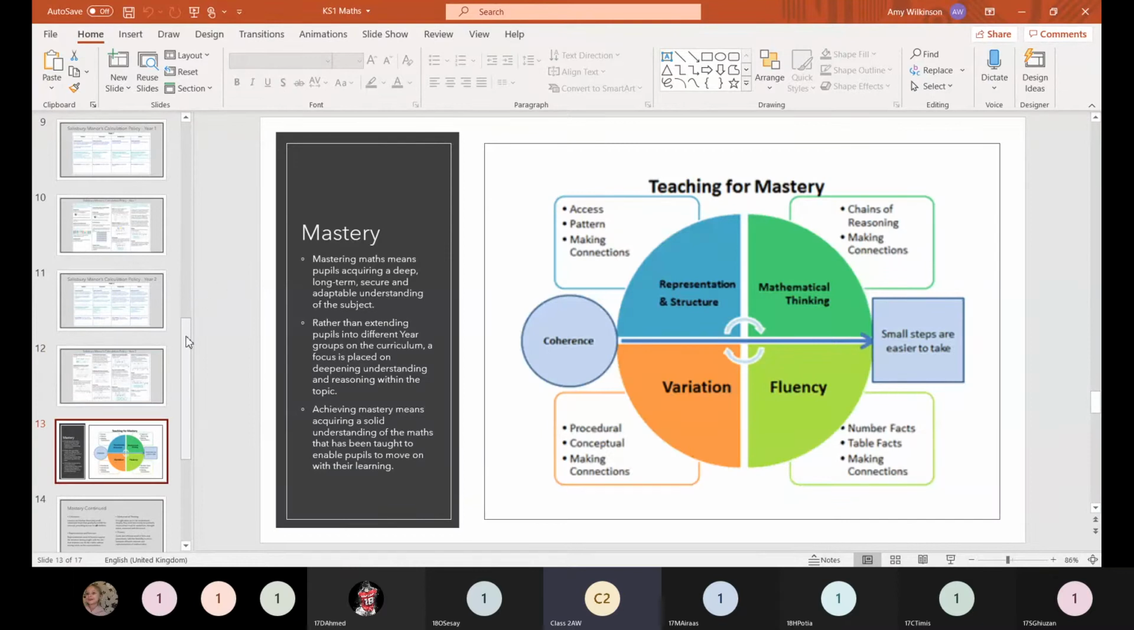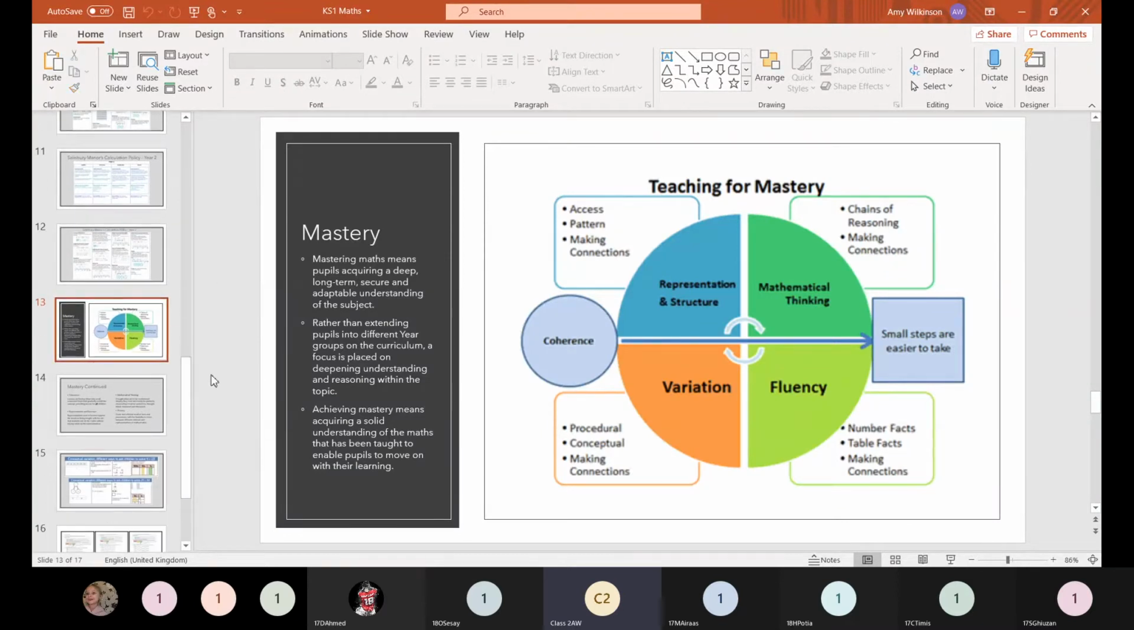Now, we are developing teaching for mastery, okay, at the school. That's a big, big thing for us. And mastering maths means that pupils acquire a deep, long-term, secure and adaptable understanding of the subject. So rather than extending pupils into the year group after them on the curriculum, a focus is placed on deepening understanding and reasoning within that topic. So we never push children on to the next year group's learning, because when they come to the next year, they already know it, and it just starts a cycle of moving forward. So we really focus on mastery and mastering a topic.